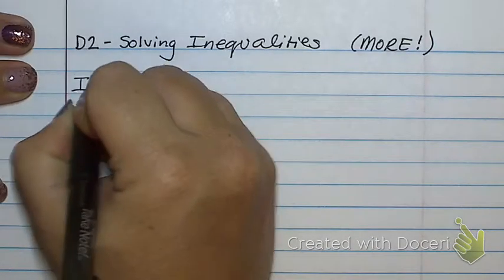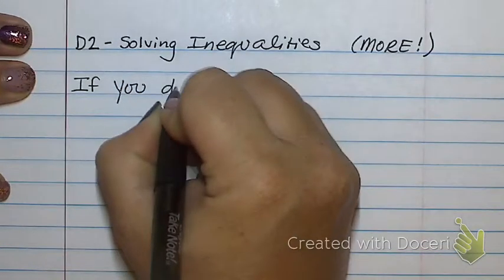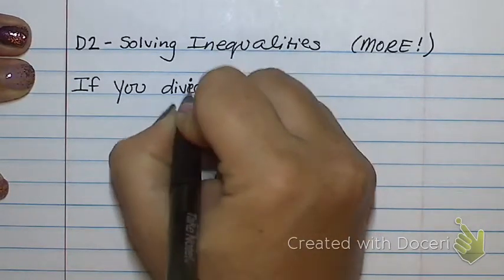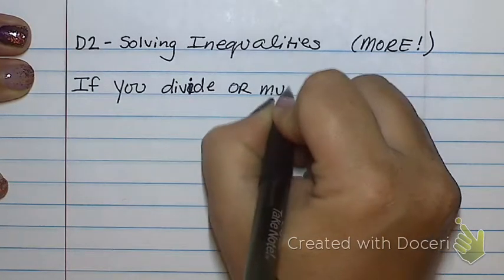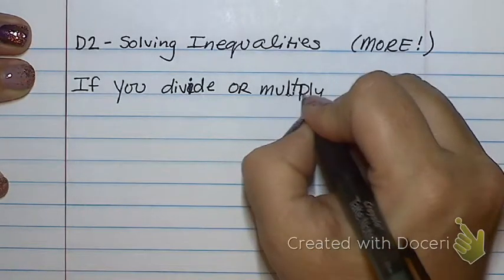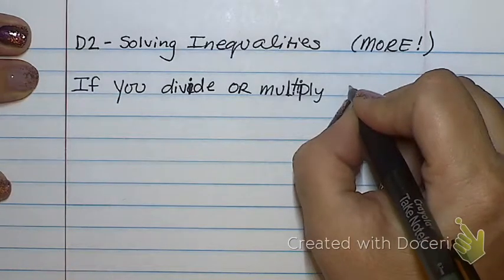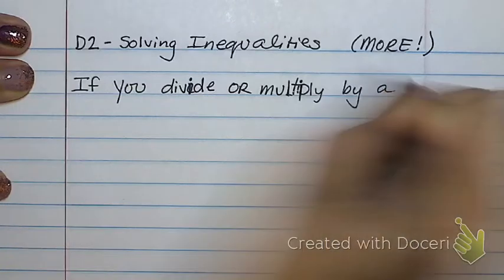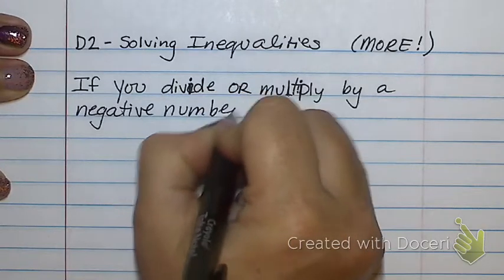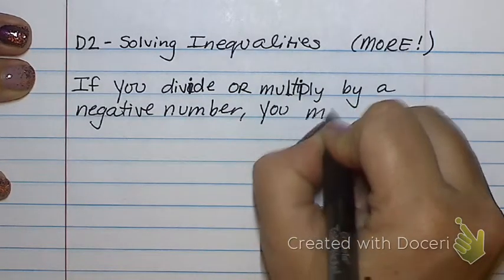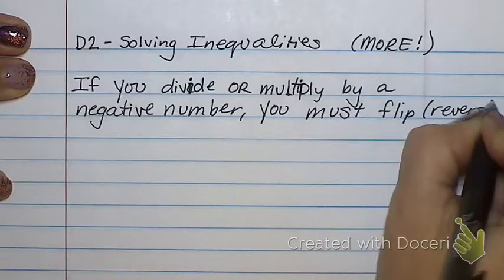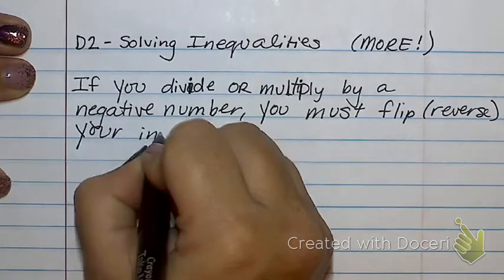If you divide or multiply by a negative number, you must flip or reverse your inequality sign.